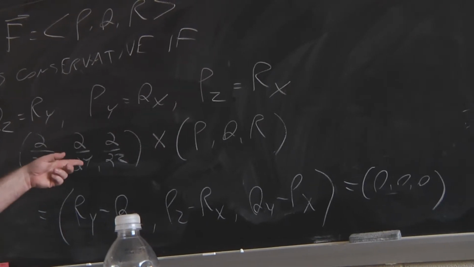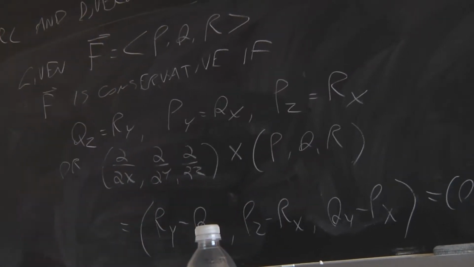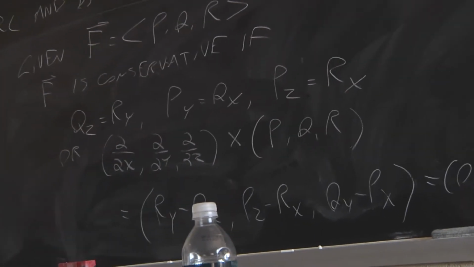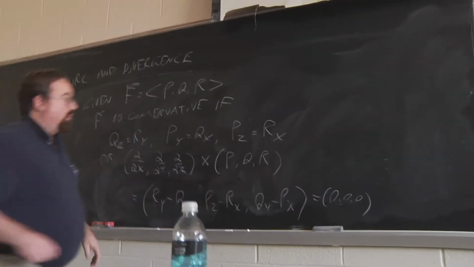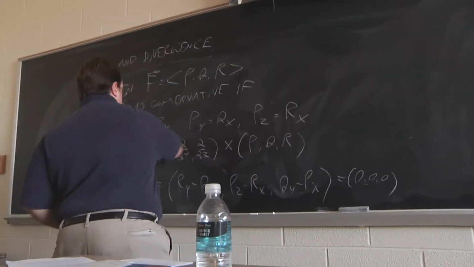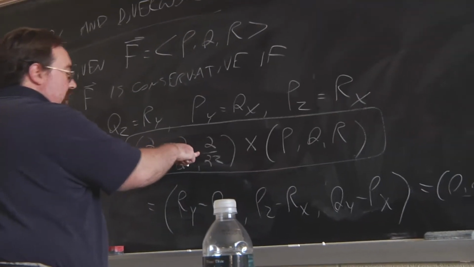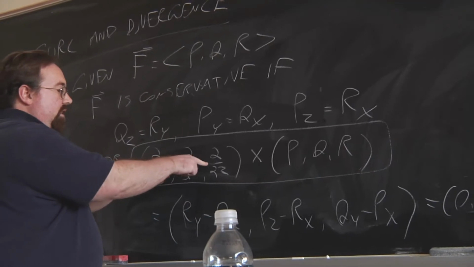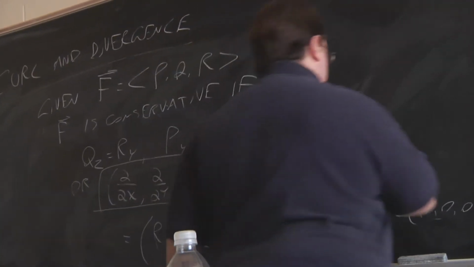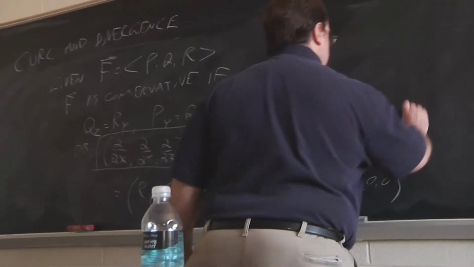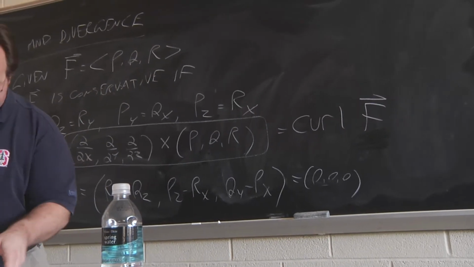So this operation, taking the cross product of differentiation operators with a vector field, turns out to be convenient for this purpose, but it actually is quite useful more broadly than that. So this vector here, the cross product of the differentiation operator d/dx, d/dy, d/dz with a vector field of 3 variables, is called the curl of F.